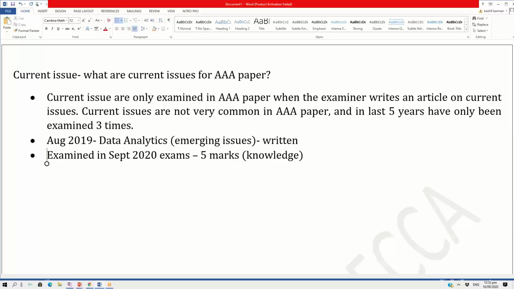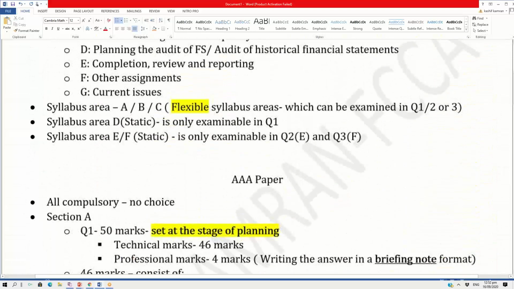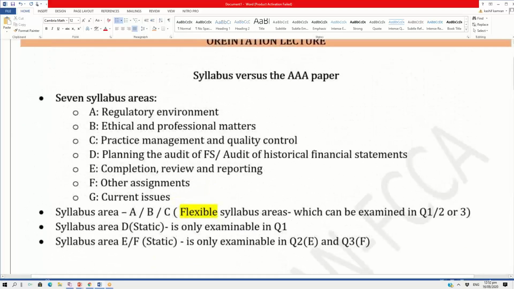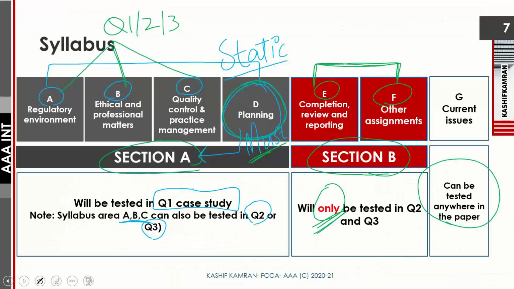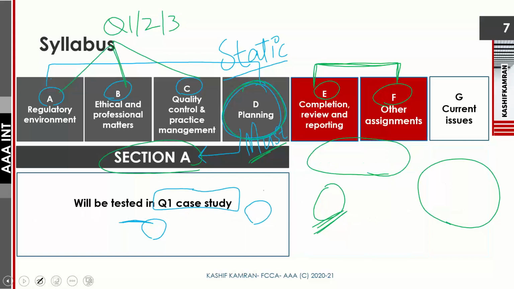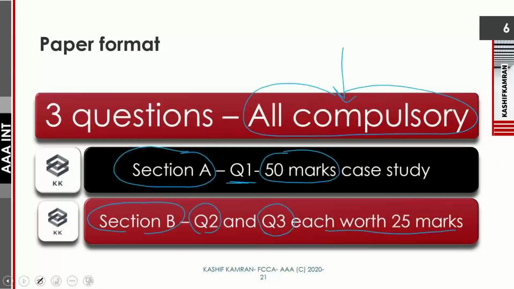So this was just an orientation session guiding you about the different syllabus areas, the paper format, and how things connect within this. I hope you had an insightful session in terms of the syllabus areas connecting in terms of the paper format, and how the paper format goes in, and so on and so forth.